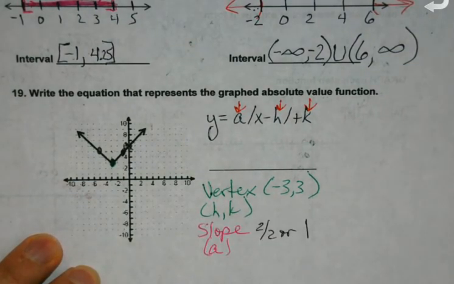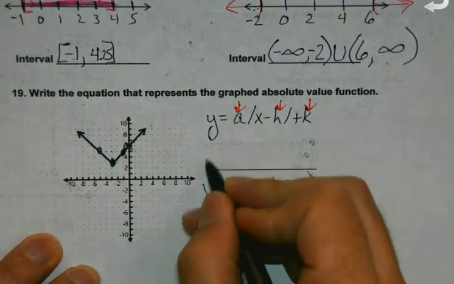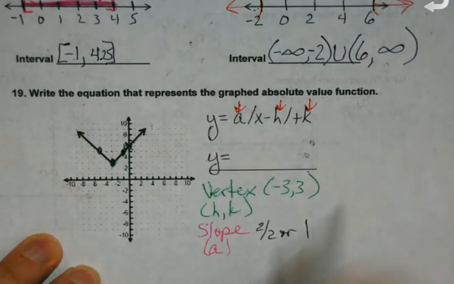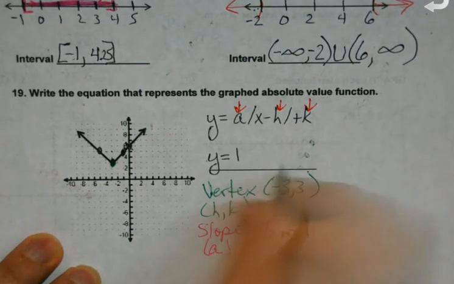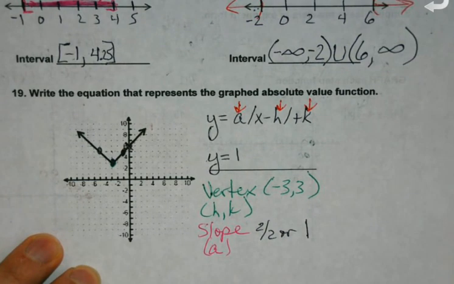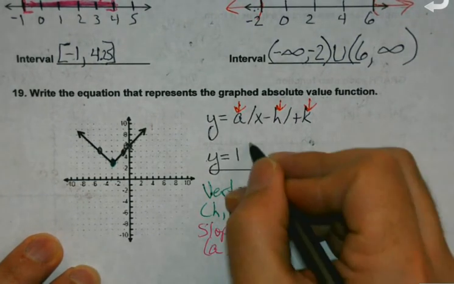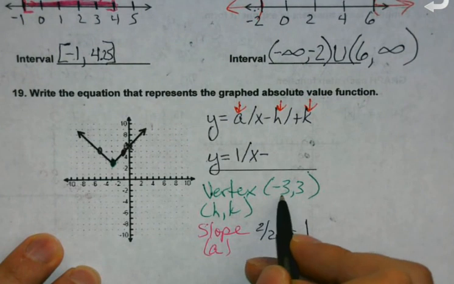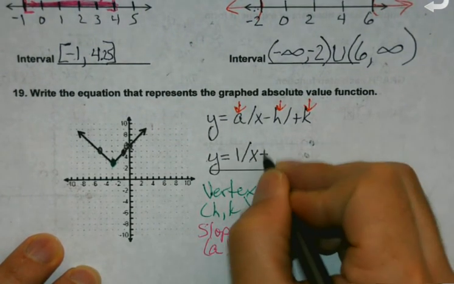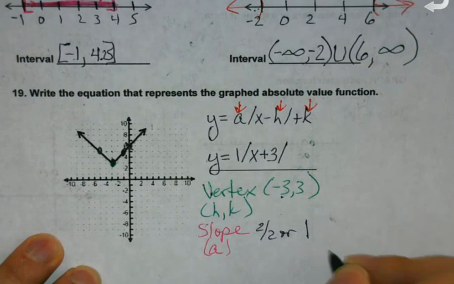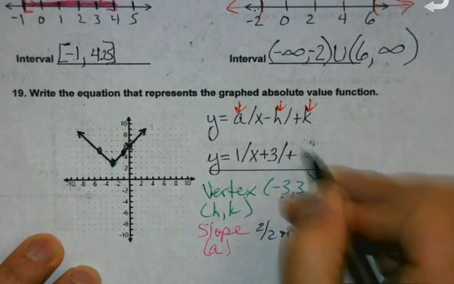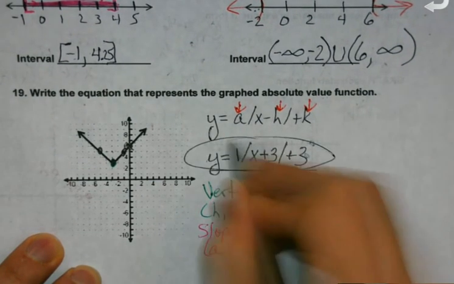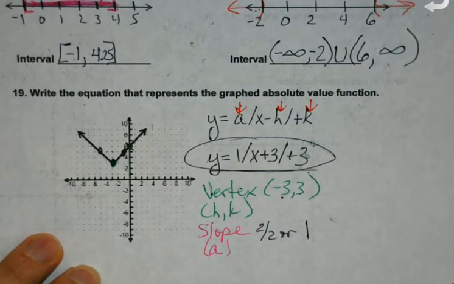So when I go to write my equation now, y equals, my slope is 1. Do I have to have the 1 there? Not necessarily, but we'll just do it to be consistent. x minus -3. But what happens when you minus a negative? Okay, that becomes plus, and then plus my k value. And that's the equation of my absolute value function.